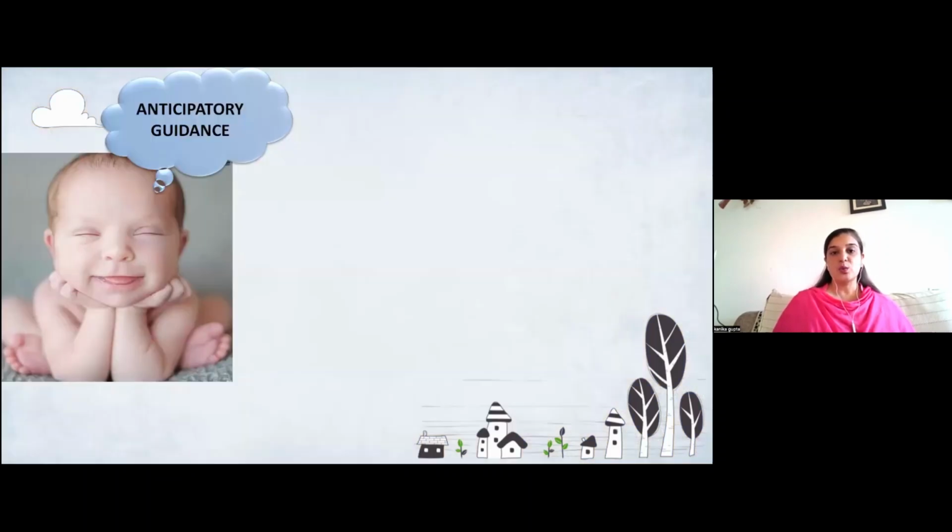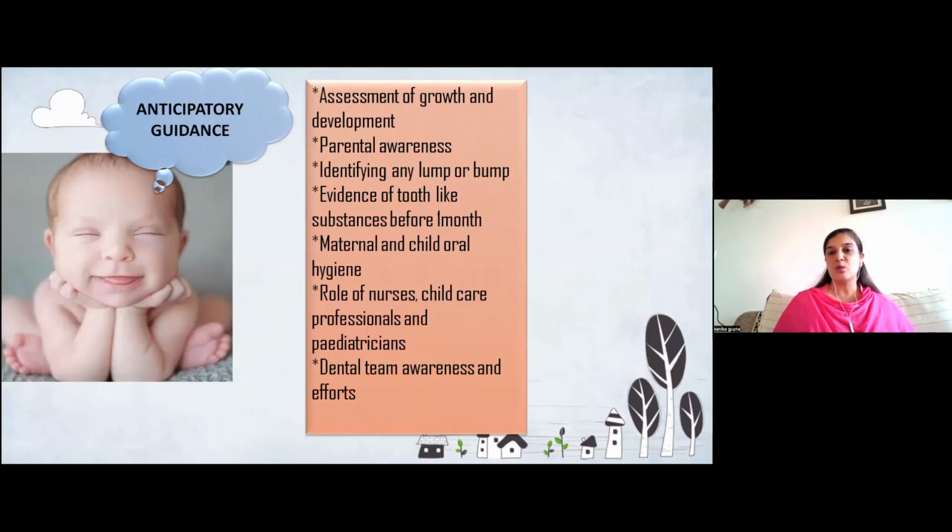So how can we manage it through anticipatory guidance? Anticipatory guidance involves the complete assessment of the growth and development of the child, and awareness to the parents regarding these lesions. In case of any lump or bump in the oral cavity, it should be identified at the earliest. Any incidence of a tooth-like substance before 1 month of the child's age should be identified. We should encourage maternal and child oral hygiene. There is a highly important role of nurses, pediatricians, and healthcare professionals dealing with child healthcare. So it is highly important for the dental team to become aware and make efforts to identify such kind of lesions.